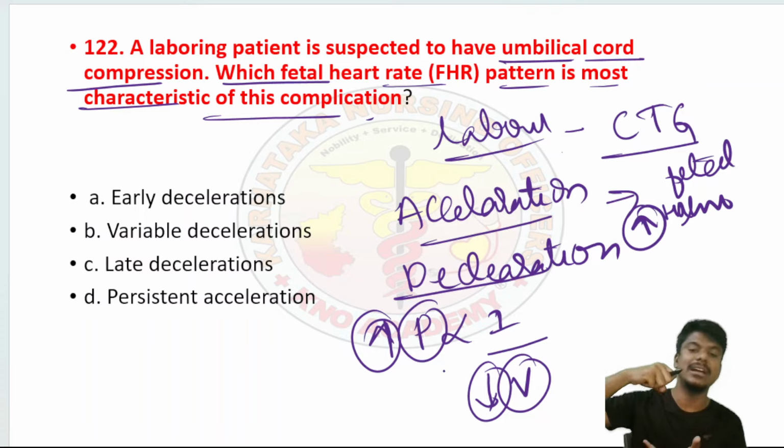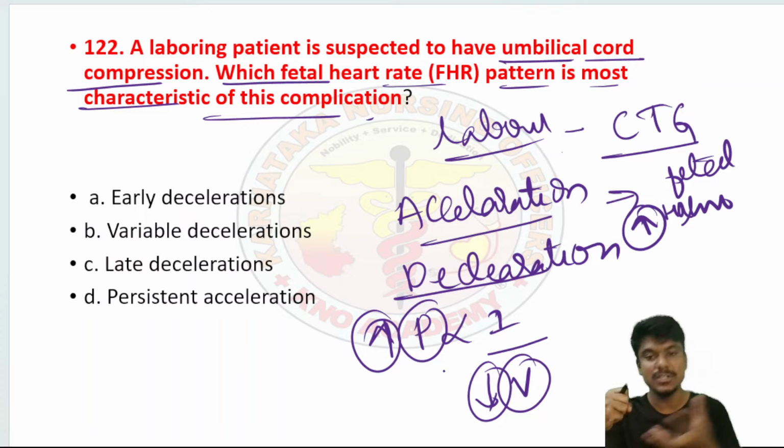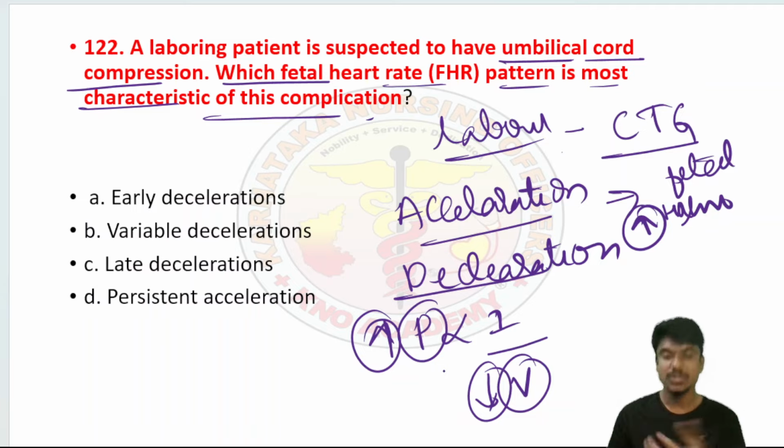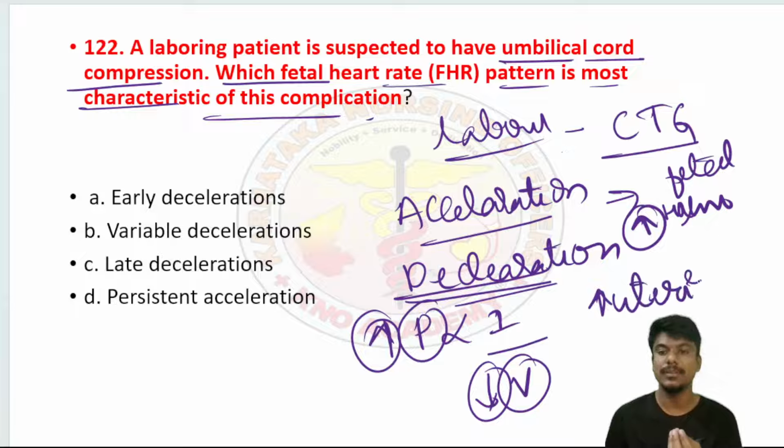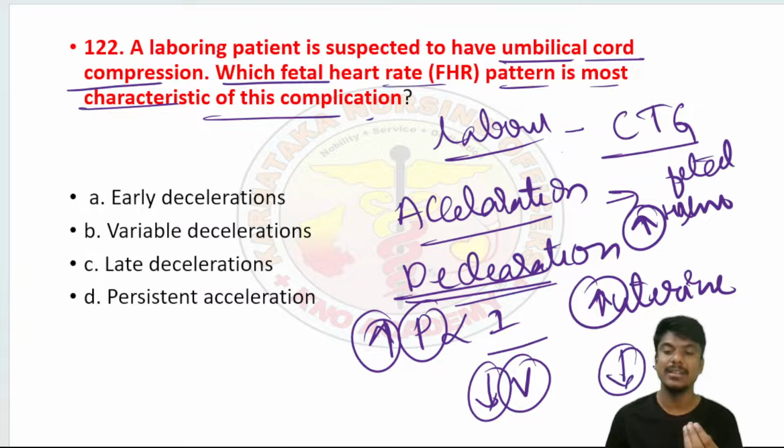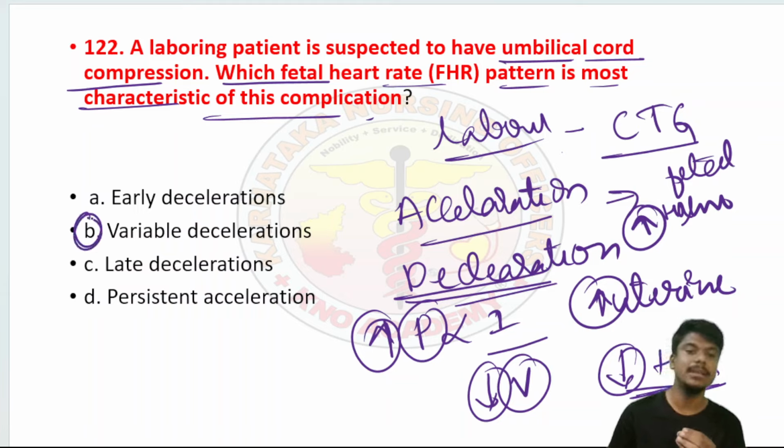So when there is uterine contraction, there will be reduced volume, meaning reduced blood flow to the baby, the fetus. What does this indicate? When there is uterine contraction, because of less blood flow to the baby, there is a reduced heart rate. If there is umbilical cord compression on top of the uterine contraction, there will be a dropped heart rate. So which kind of deceleration is seen in umbilical cord compression? Variable deceleration is seen in case of umbilical cord compression.